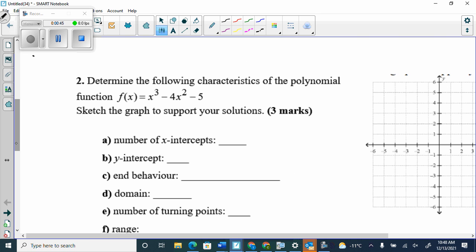Okay, determine the following characteristics of the polynomial function. Now, when you go to sketch this, I'm going to explain it to you, because the sketching, sometimes it's scary. So, the number of x-intercepts. How many x-intercepts does this one have? When you type it in, how many does it actually have? 1, right? So we go x cubed.